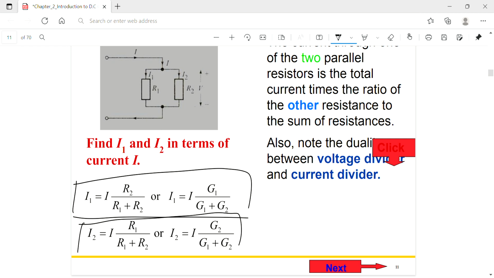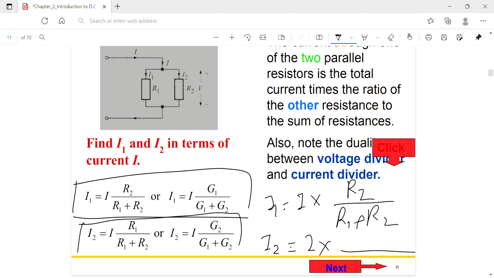When I calculate I1, the current through R1, it is the total current into R2 divided by R1 plus R2. Here we have to consider the R2 resistance. And when we calculate I2, the current flowing through R2, similarly it is the total current into R1 divided by R1 plus R2. So these are the two important laws, voltage divider and current divider.